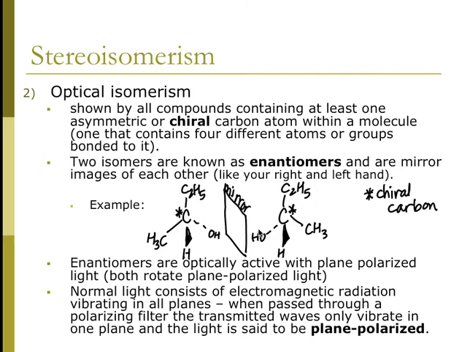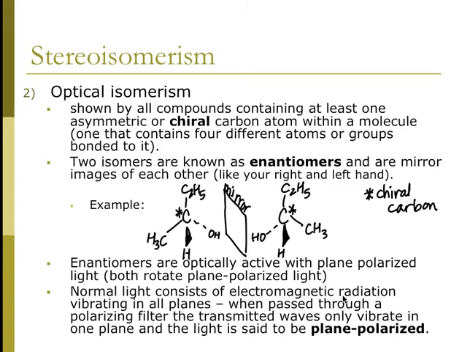Optical isomerism is shown by all compounds containing at least one asymmetric or chiral carbon atom. This is a carbon atom that has 4 different groupings attached to it. The 2 isomers are known as enantiomers, and they are mirror images. You cannot place them over each other. The difficulty is identifying these working in a 2-dimensional space as opposed to a 3-dimensional. These enantiomers are optically active with plane polarized light, so they both rotate plane polarized light.